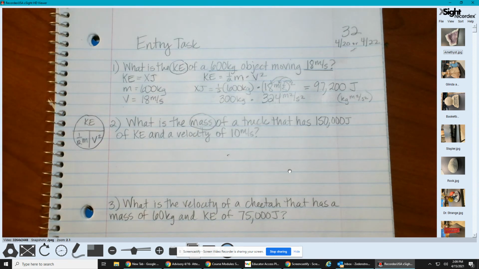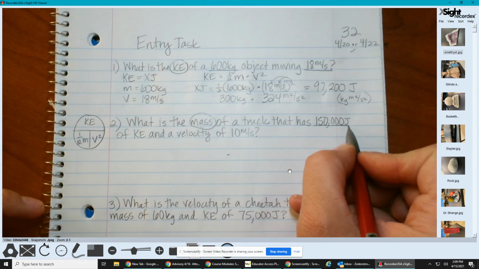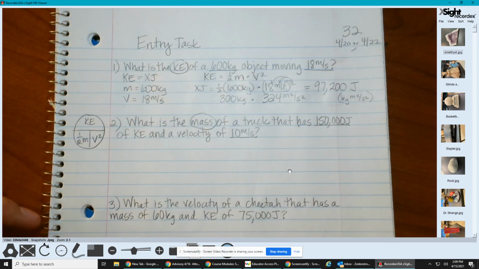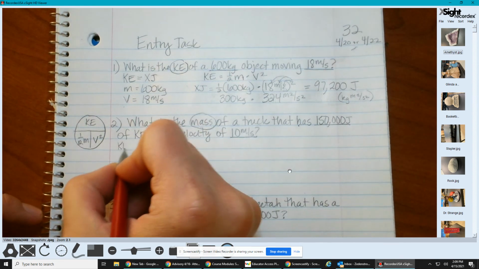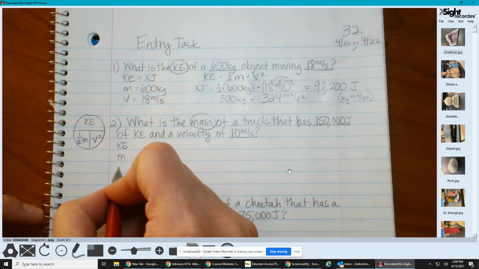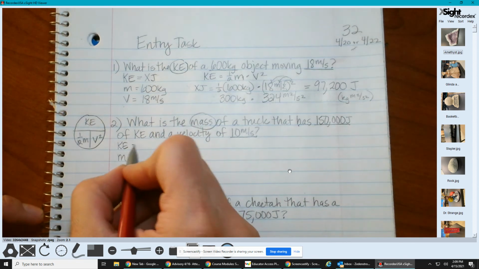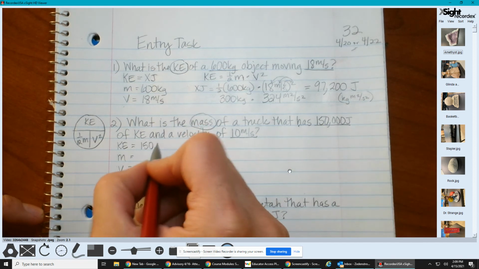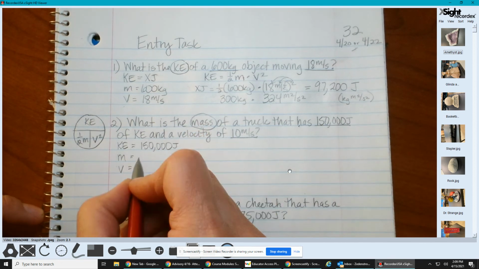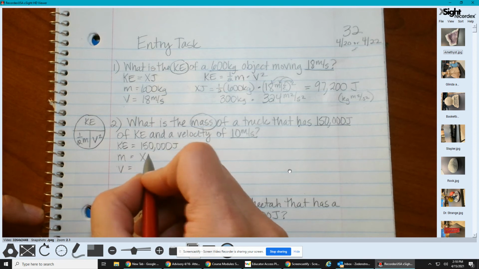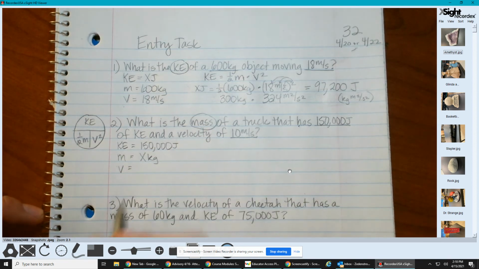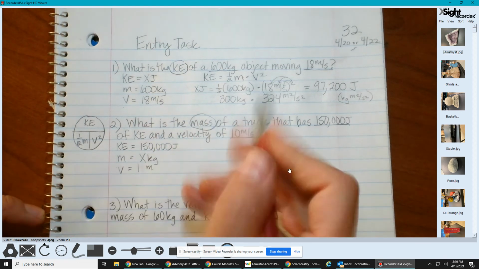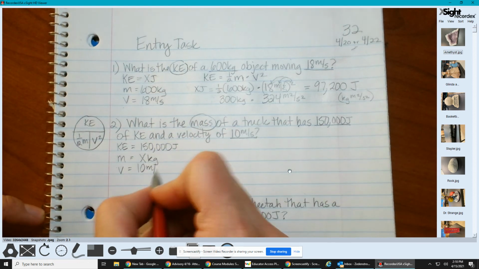Okay, the next one. What is the mass of a truck that has 150,000 joules and a velocity of 10 meters per second? So now we're looking for mass. It's going to be a little bit tougher this time. We have to rearrange the equation. So I still have a KE, M, and V that I always have to find. So my kinetic energy is given to me this time at 150,000 joules. My mass is not given to me, it's what I'm looking for, X kilograms. And my velocity is given, I don't know why I wrote 18 there. I was thinking of the one above, 10 meters per second.